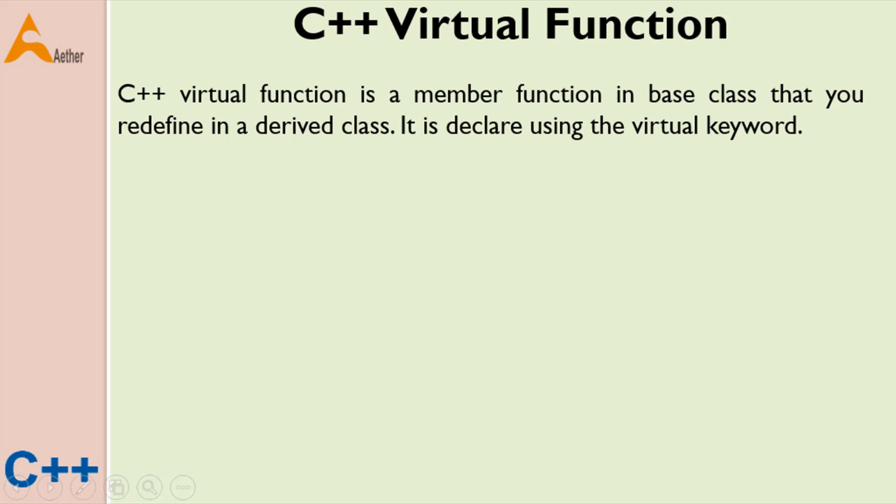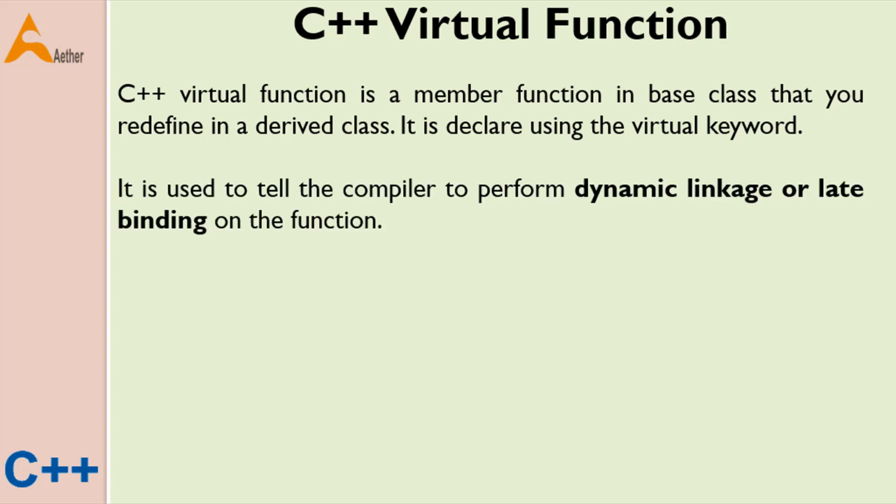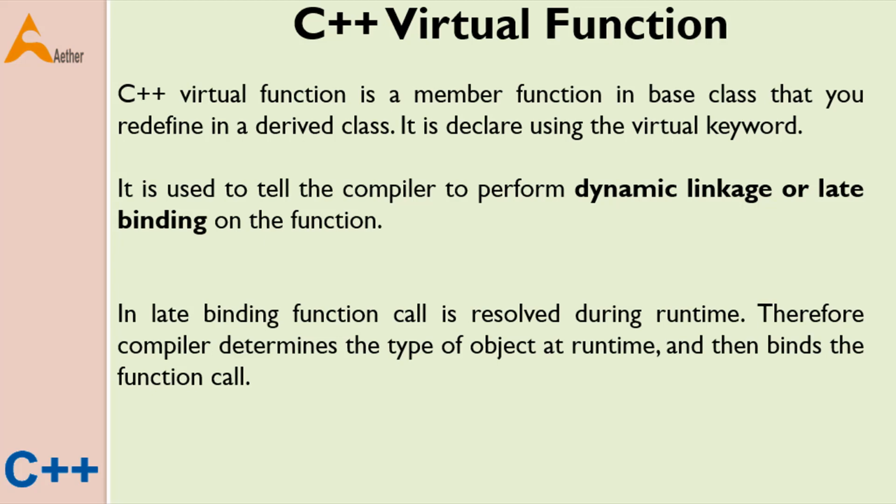Now let's see virtual function and late binding in C++. A C++ virtual function is a member function in the base class that you redefine in a derived class. It is declared using the virtual keyword. It is used to tell the compiler to perform dynamic linkage or late binding on the function. In late binding, the function call is resolved during runtime. Therefore the compiler determines the type of object at runtime, and then binds the function call.